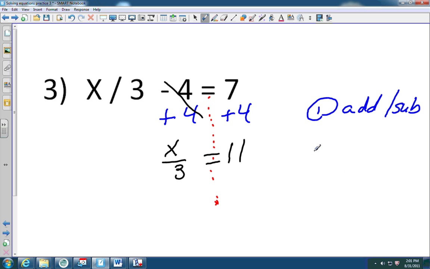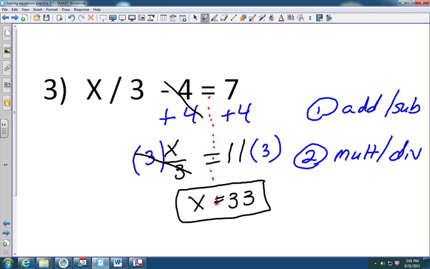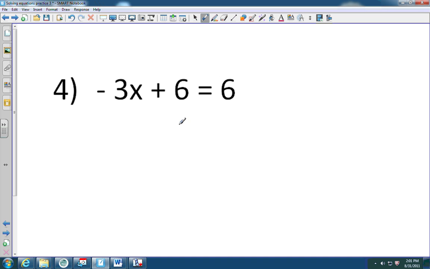The next thing I need to do is multiplication or division. Well, this says x divided by 3, the opposite of divide. I will multiply each side by 3. Now, by doing that, these two cancel out. I get x equals 11 times 3 is 33. And I will box my answer. The next one, pause the video, come back and see how you did.